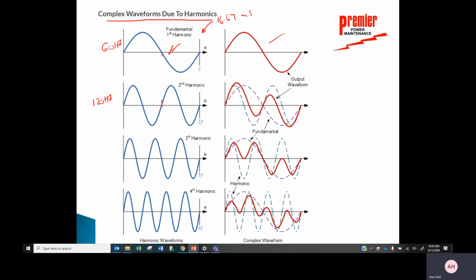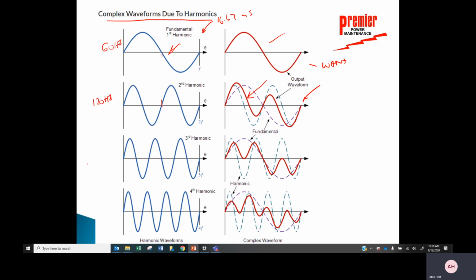So I have the red waveform. That is an indication of the output. The purple here is what my sinusoidal 60 hertz, my fundamental, is. The green waveform is what my second harmonic is. And you can see if I have enough second harmonic, how I really distort the output waveform. This is what I want, but this is what I've got.